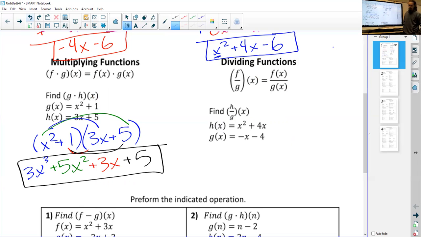Okay, nothing new, multiplication. All right, our last one, dividing functions. This is either the easiest or the most difficult depending on the problem. We're going to set this up as a division problem, so also be careful with your order. So h divided by g, so we need to make sure h goes on top. Basically what it looks like is just that: take your two functions and put a fraction mark between them. So that's going to be x squared plus 4x over negative x minus 4.